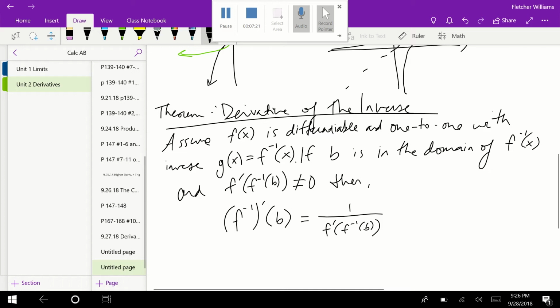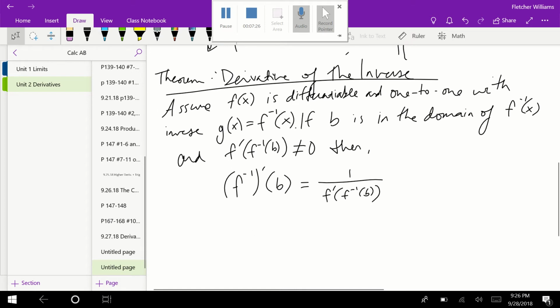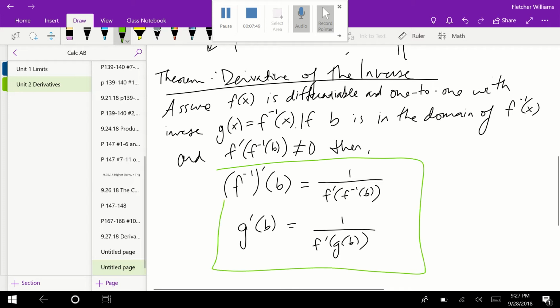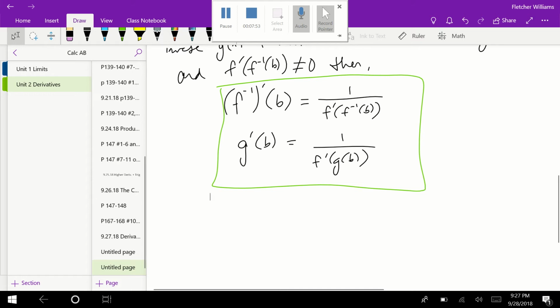This is why we introduced g of x, just a way to take away so many superscripts. So you could also write this as g prime of b equals 1 over f prime of g of b. It looks a little less chaotic, but g is just the inverse of f. So this is our theorem. The proof is actually pretty straightforward.